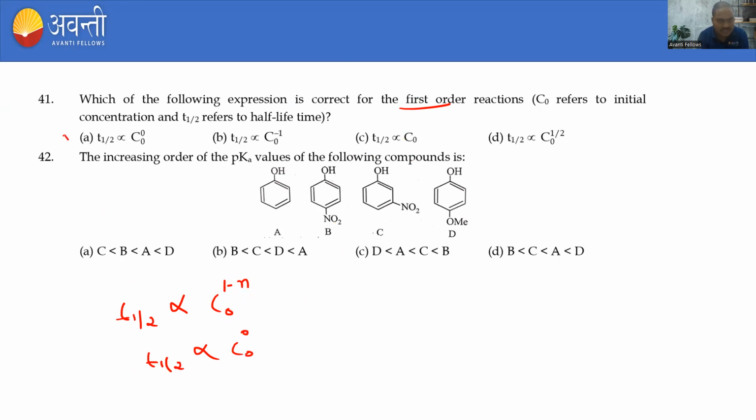Right. So which option is correct, beta? That is option E. Chalo. Move to the next question. That is the increasing order of the pKa value. So in this they are asking pKa value.